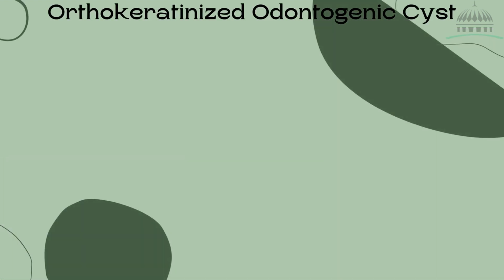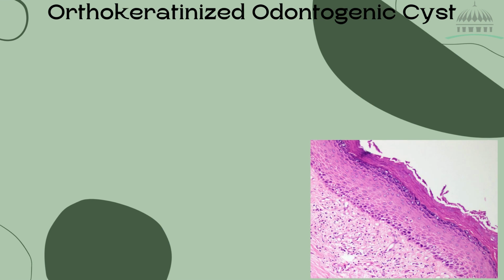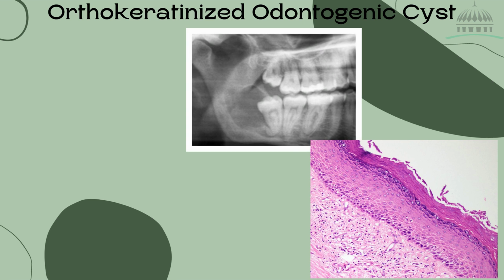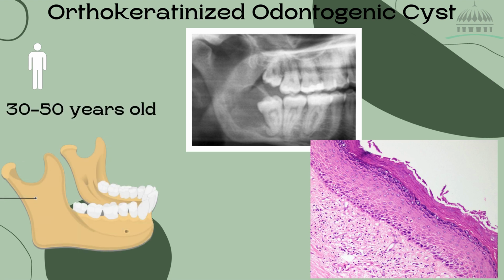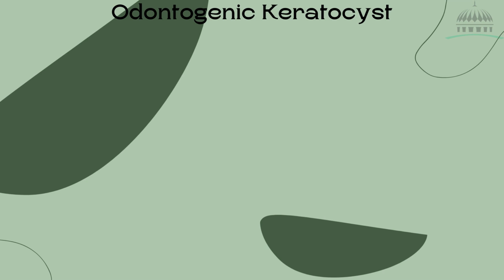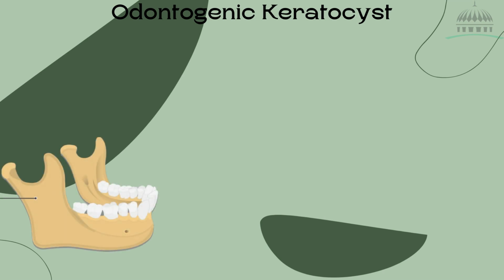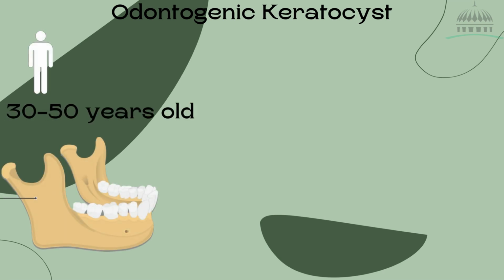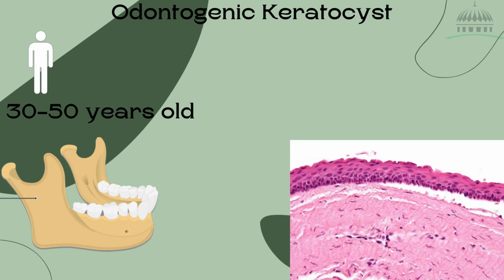A cyst associated with epithelial lining with orthokeratinization in tooth-bearing areas of the jaw is the orthokeratinized odontogenic cyst. With a higher prevalence in males and occurring in late adulthood, it is mostly found in the ramus region of the mandible. Another cyst, predominantly found in that region of the mandible, is the odontogenic keratocyst. Parakeratinized lining and palisaded hyperchromatic basal cells are essential for diagnosing this cyst.